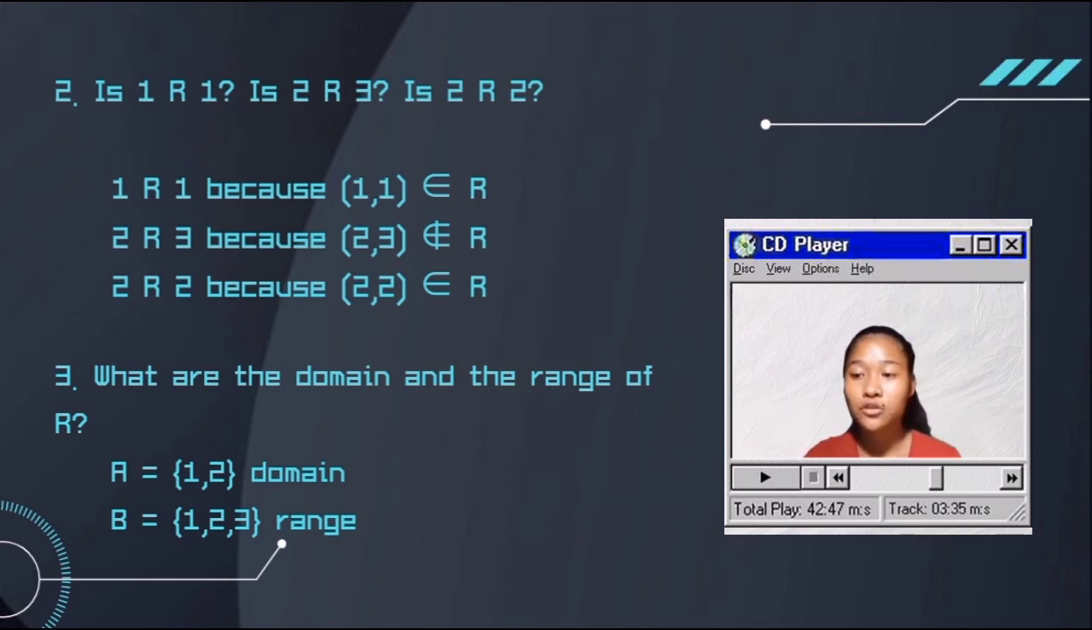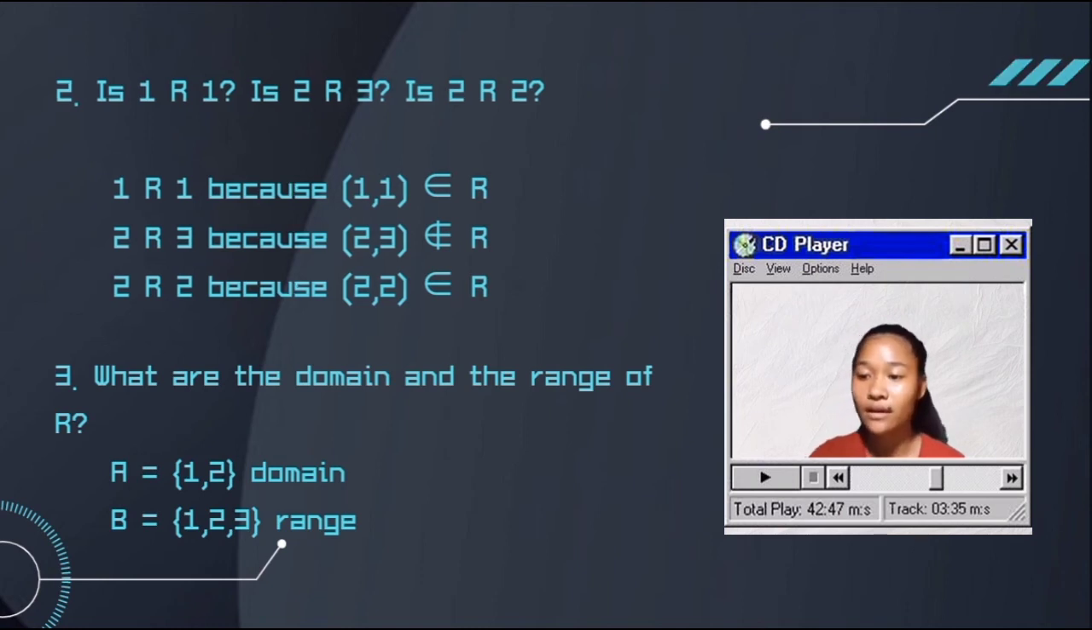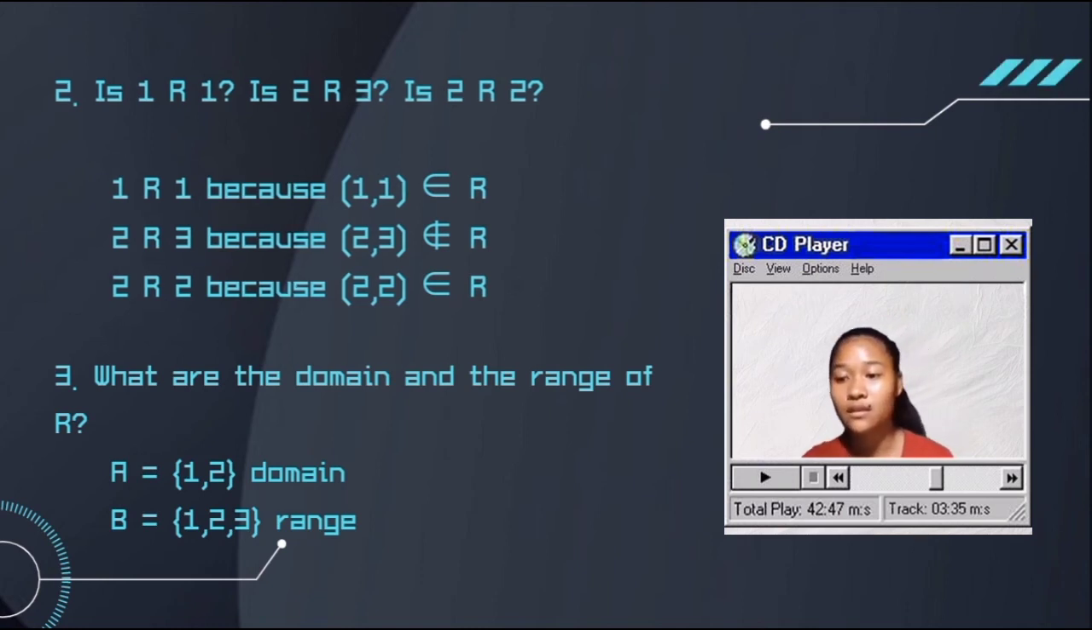For the final question, what are the domain and range of R? In the first question, our x values are 1 and 2 and our y values are 1, 2, and 3, which means that our domain is 1 and 2 and our range is 1, 2, and 3.